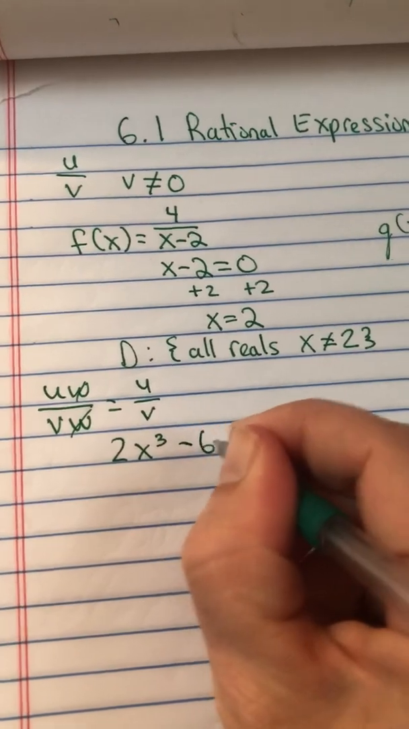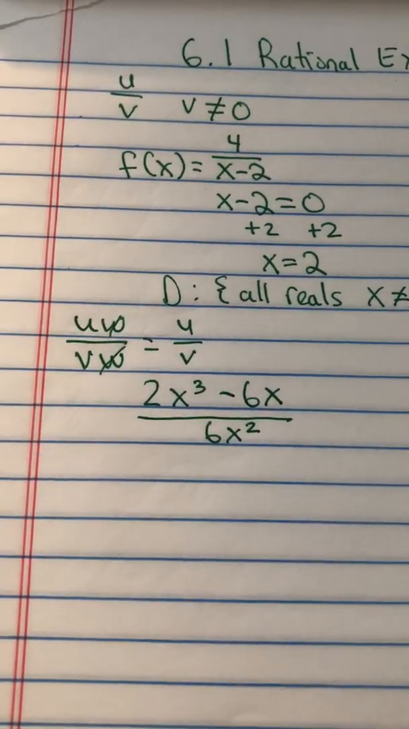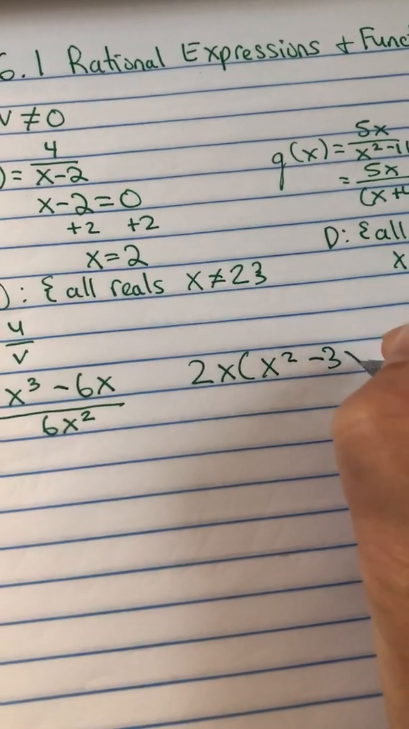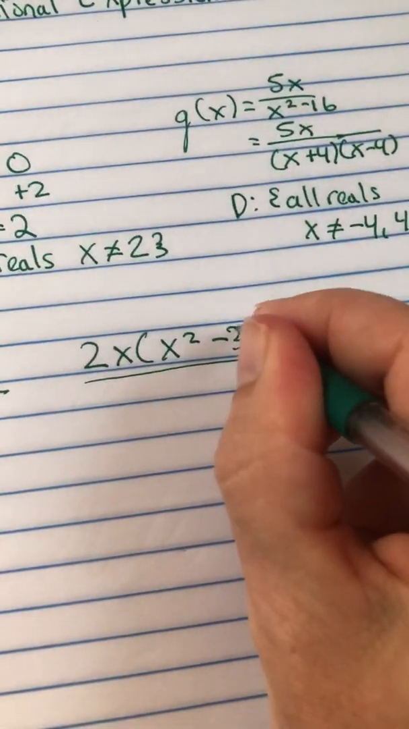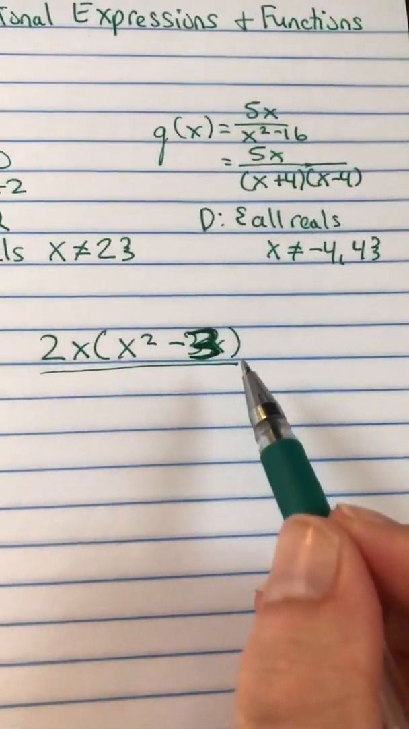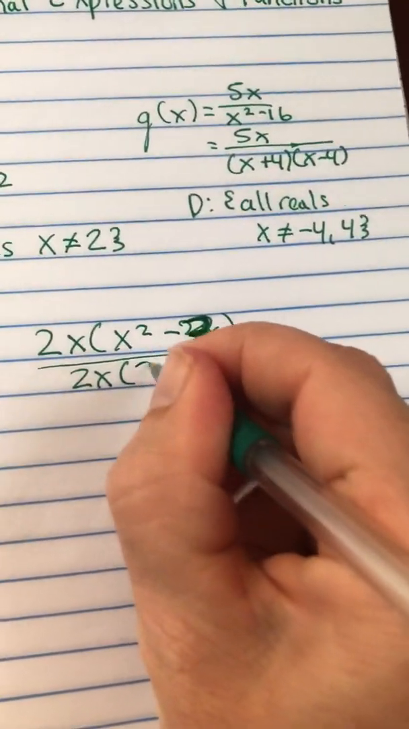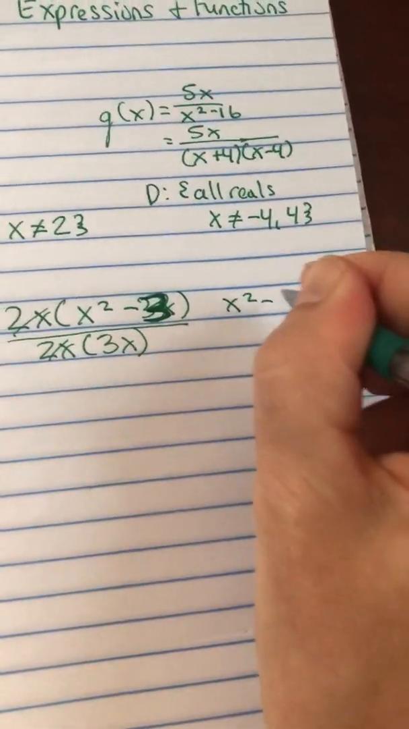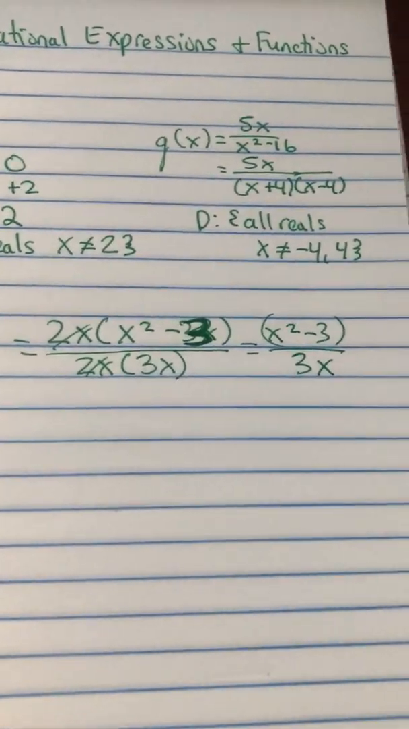2x cubed minus 6x over 6x squared. Obviously, we can factor out a 2x from the top, and we'll get 2x times x squared minus 3. On the bottom, you can also factor out a 2x: 2x times 3x, which equals 6x squared. Then you can cross out the 2x, and you're left with x squared minus 3 over 3x. And you can't factor that any further.